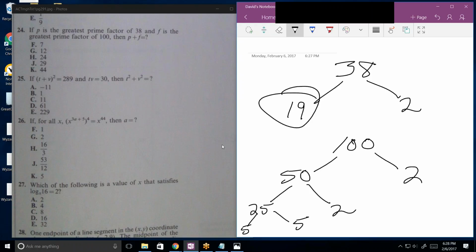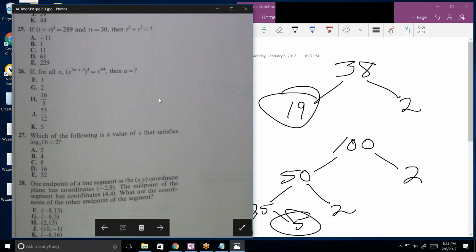You have to break it all the way down to a prime number. In other words, I keep going until I cannot split this thing anymore. I can't split 2, but I was able to split 50 into 25 times 2, and I'm able to split 25 into 5 times 5. So 5 is the greatest prime factor. 19 plus 5 is 24. Okay, 24. I see.